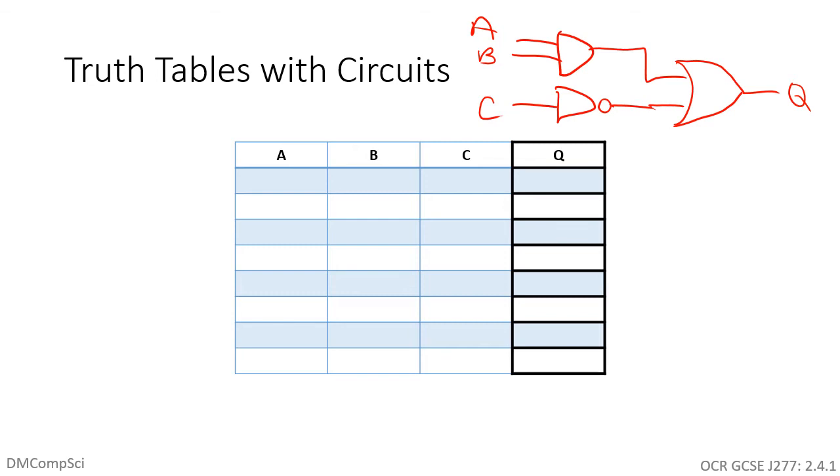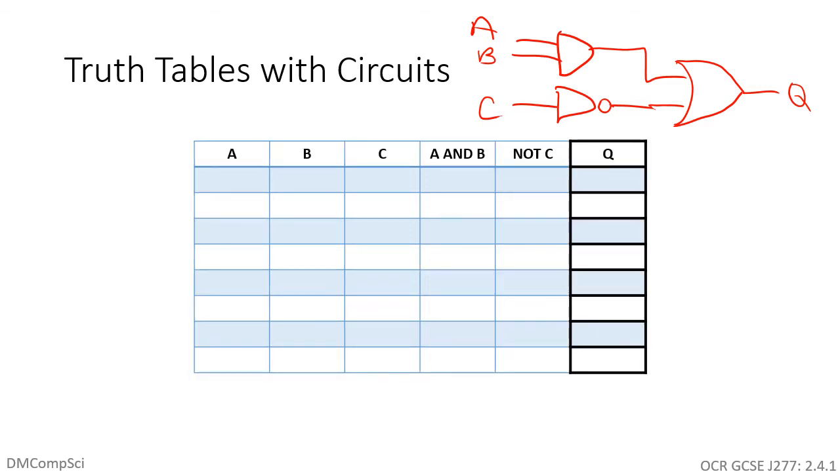This is the final layout of the truth table in terms of rows and columns. However, for practice, we're actually going to add in an extra 2 columns, which are the outputs of A and B and not C, and then we can easily OR these together from the table. It makes it more visual for us, and we're not having to do too much in our heads.